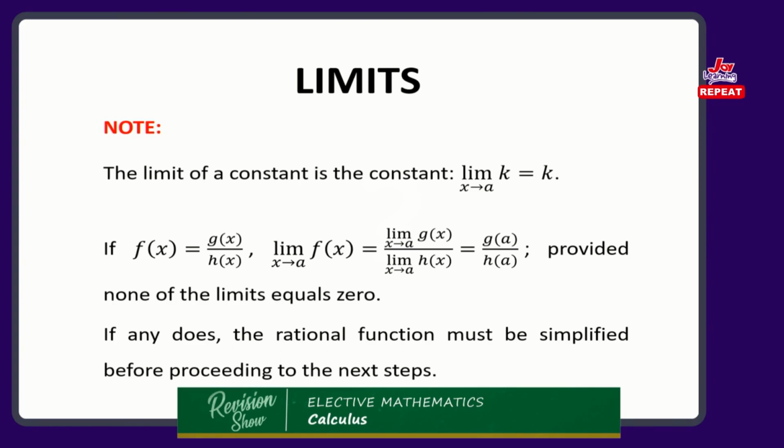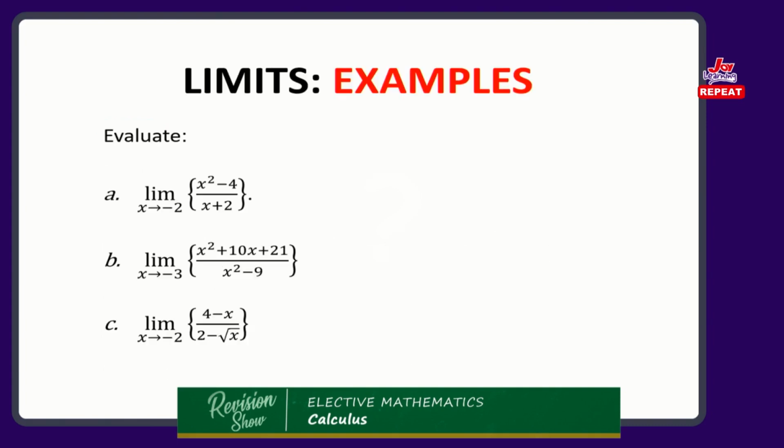So remember, number one, the limit of a constant is the constant itself. Number two, if the function is rational, in other words, one function divided by another function, then the limit of that function is the limit of the individual parts of the ratios, so long as none of them yields zero. If any of them will yield zero, you must first simplify the function. So let's take a few examples.